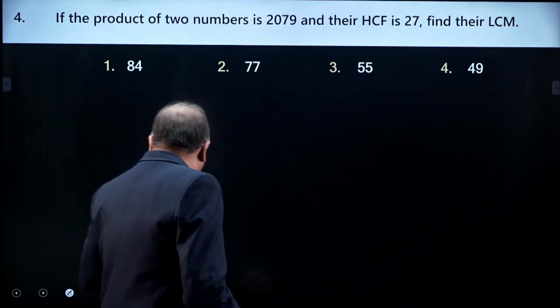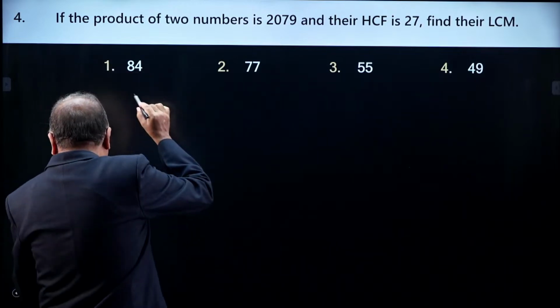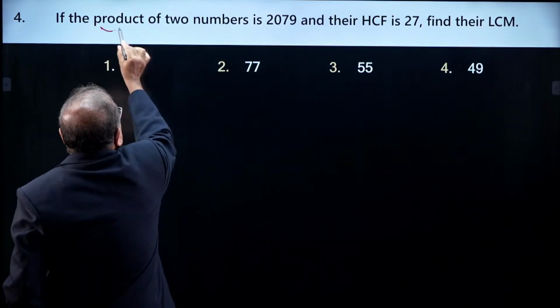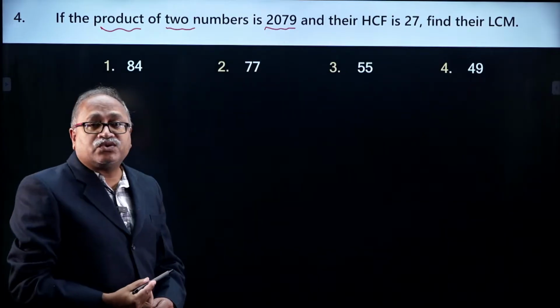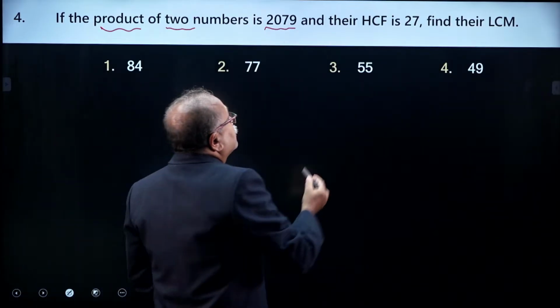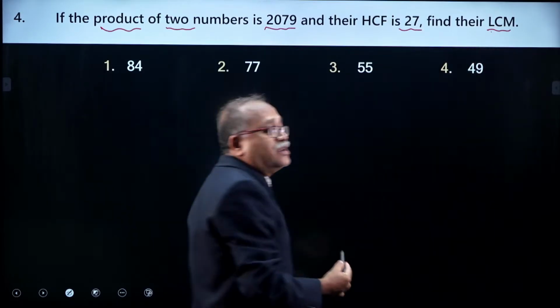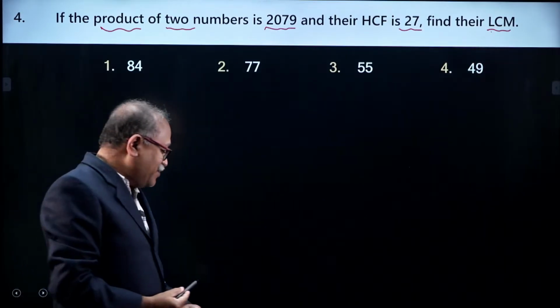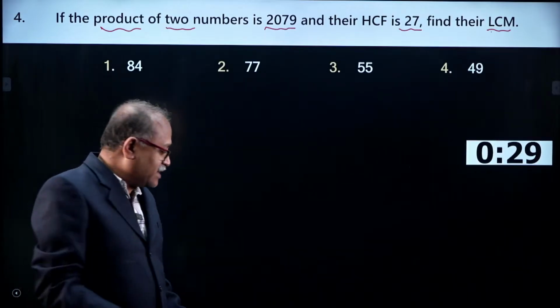Come on. What is given in this particular question? The product of two numbers is given to us, that's 2079, and we know the HCF of this. You need to find out the LCM. I am sure this basic question you are able to answer. Your 30 seconds starts now.